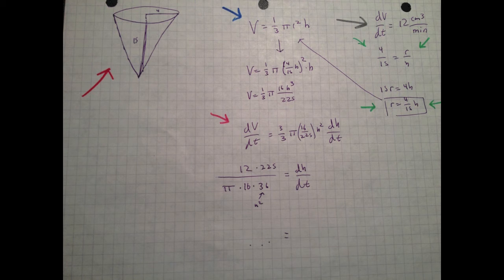The most important thing to learn in this part is that you have to get rid of the r, and to do that you have to set up a ratio. And this is going to be true with most related rates problems for conical tanks. And remember, dV over dt is positive because water is flowing in.